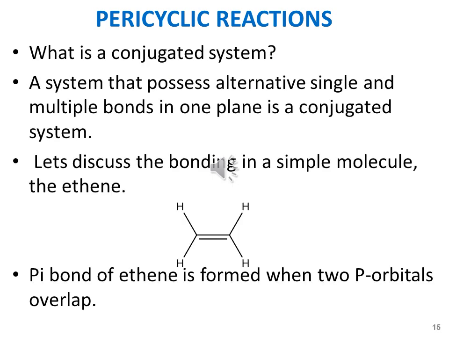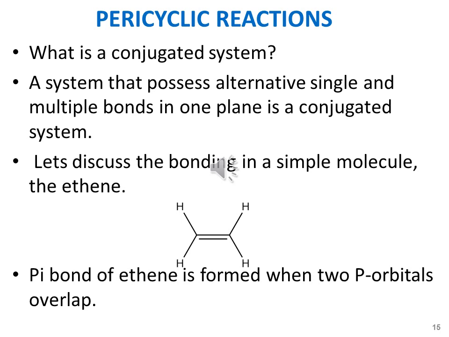An important thing that you may have noticed in my previous examples of pericyclic reactions is that each pericyclic reaction involves a conjugated system. What is a conjugated system? A system that possesses alternating single and multiple bonds in one plane is a conjugated system. So if one molecule possesses a double bond, then a single bond, and then either a double or a triple bond, all in one plane, it is a conjugated system, and so on.